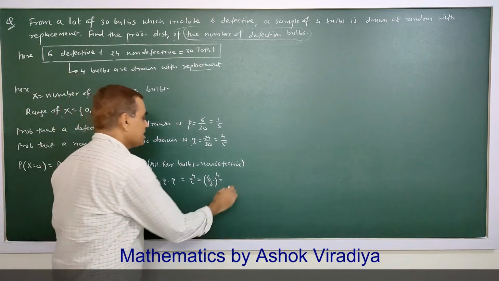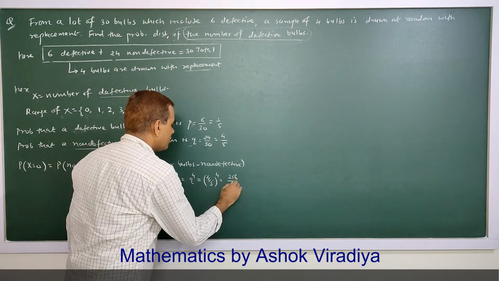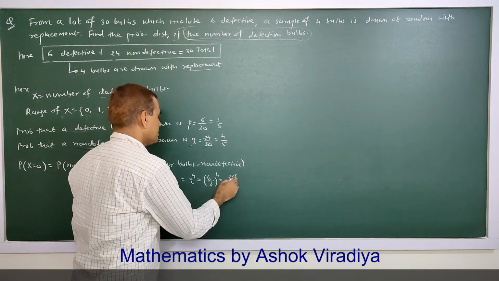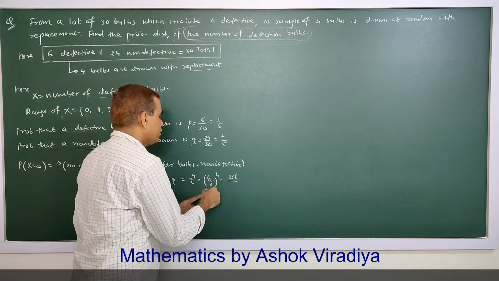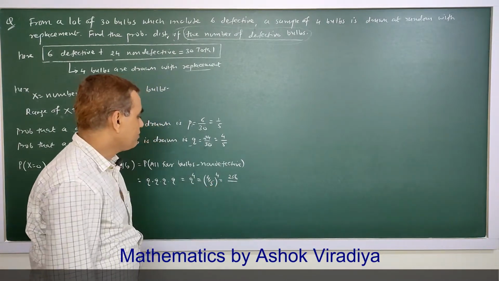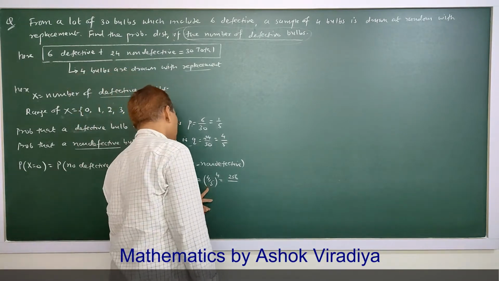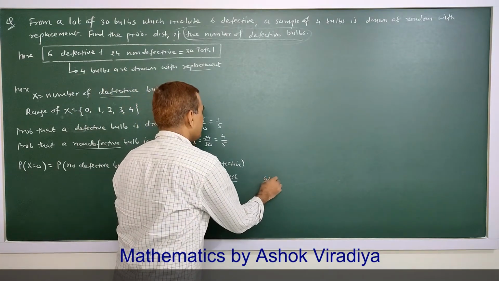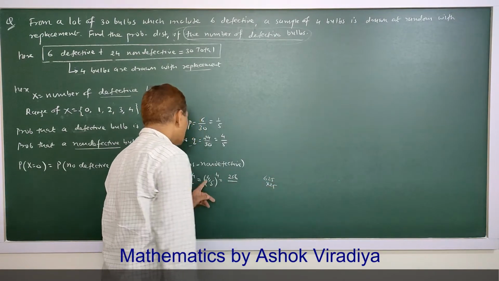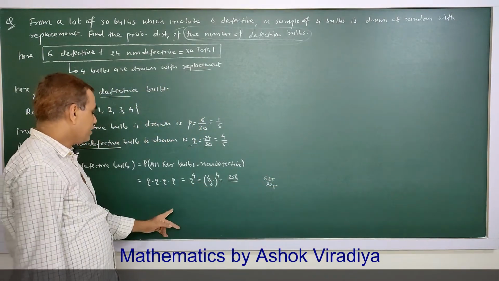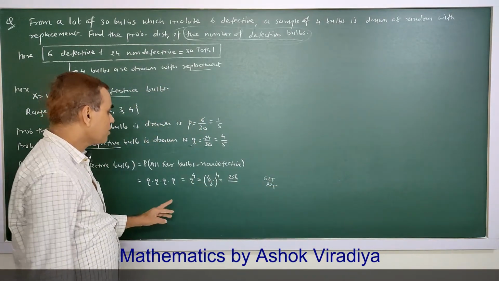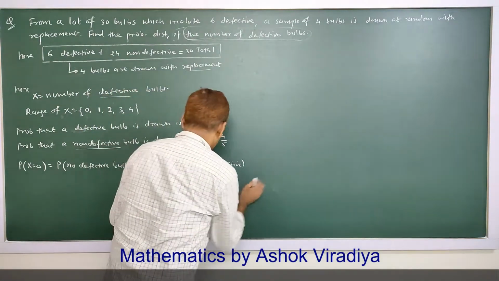So it is 256 upon 5 into 5, 25, 25 into 25, 625. 5 raised to 4, 5 into 5 into 5 into 5. Sorry, it is 625.